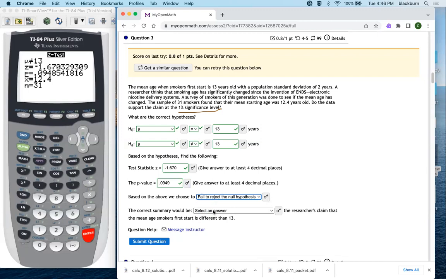The correct summary would be, there's not enough evidence to support the researchers' claim that the mean age of smokers is different than 13. If we rejected the null hypothesis, then there would be enough evidence to support it. All righty. So what do y'all think about that one?